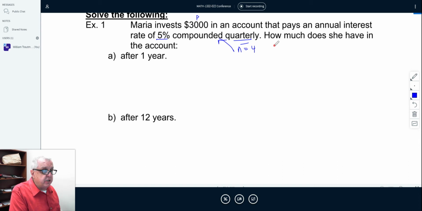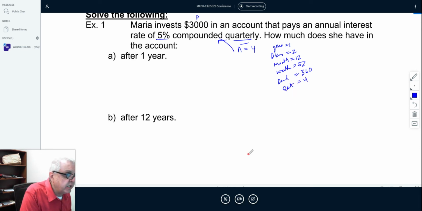Don't forget, yearly means one time a year. Biannual or bi-yearly is 2 times a year. Monthly, N is 12. Weekly, N is 52. Daily, we use N is 360 for daily, 360 days. Quarterly, N equals 4. Okay, so we're going to do this one after 12 years.